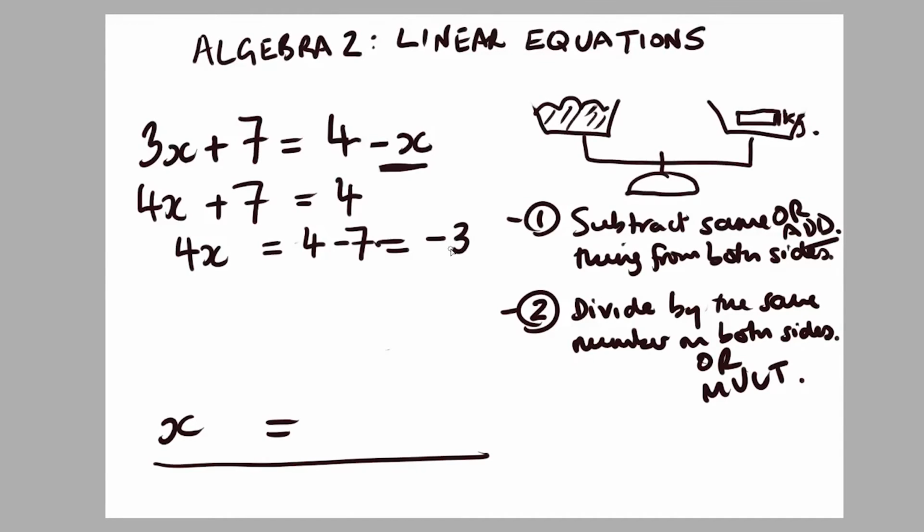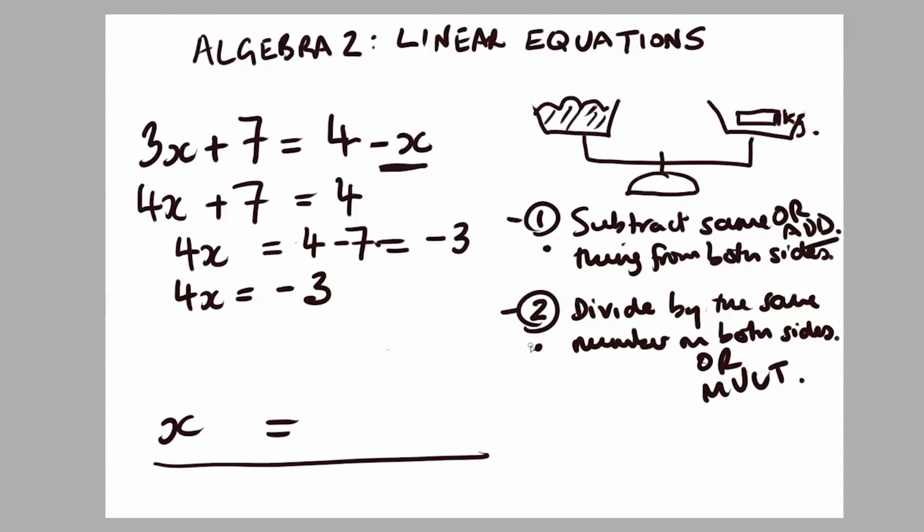Okay, so what have I got now? I'm just going to write that out again. 4x equals minus 3. So far I've used this rule twice, once with the minus x, once with the plus 7. Now I'm going to use this rule. I've got 4 times x. I don't want 4 times x, I want 1 times x. I want to know what x is, not what 4x is.